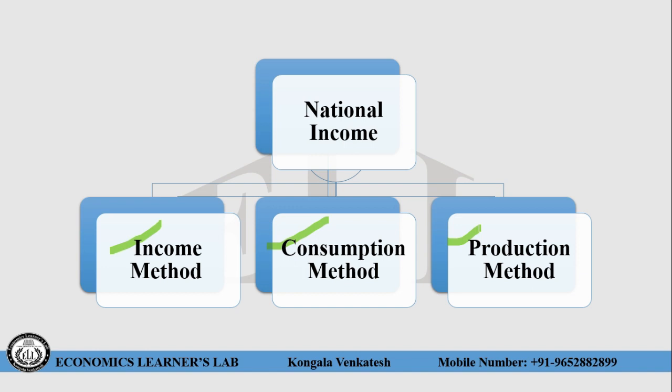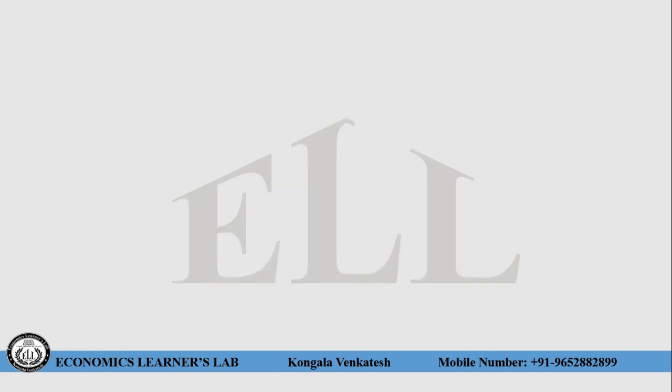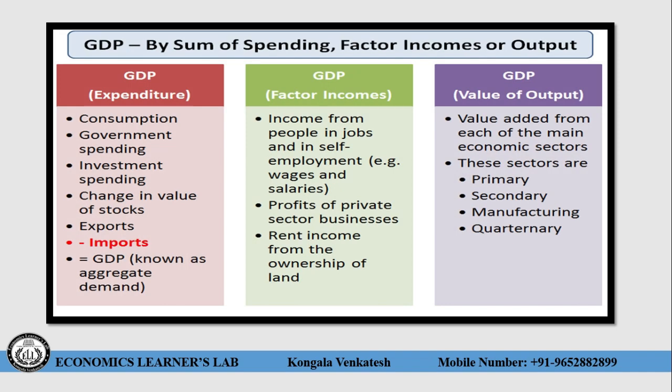Whether you calculate national income in the income method approach, the consumption method approach, or the production method approach, you will get the same value. Let us see how you can calculate national income in three approaches: GDP in expenditure method, GDP in income approach, GDP in output approach.